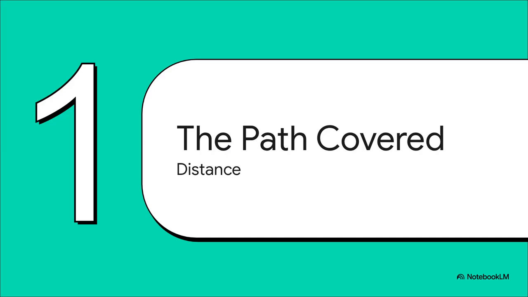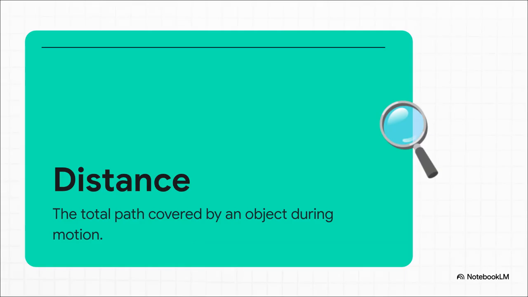Okay, let's dive right into this. Section 1, the path covered. Before we get into any complex vectors, we have to talk about simply moving. Distance is defined as the total path covered by an object during motion. The absolutely operative word here is total. This is the baseline for our journey. Literally every single step counts. If you wander around a room in a giant circle, distance meticulously tallies up every single inch of that winding path.